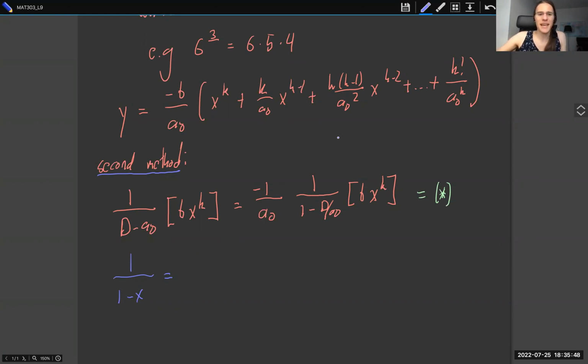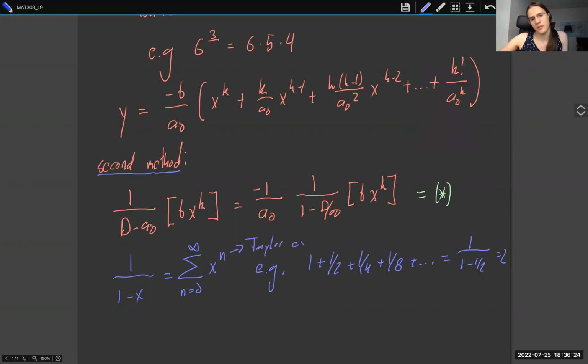So the answer is it's a series. This is equal to the sum from n equals 0 to infinity of x to the n. So in particular, for example, if you have 1 plus 1/2 plus 1/4 plus 1/8, this geometric series, then that's equal to 1 over 1 minus 1/2, which is equal to 2, right? So this is how you sum a geometric series. So this is the Taylor expansion at 0. Well, I guess Maclaurin expansions are Taylor expansions at 0.